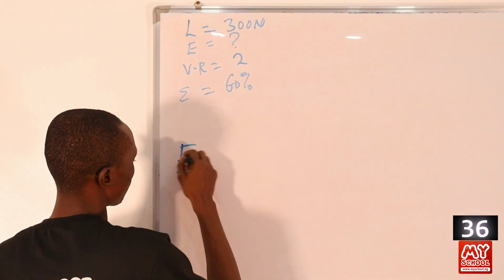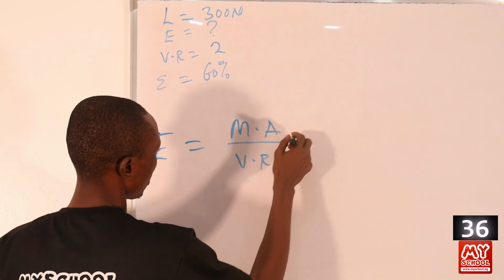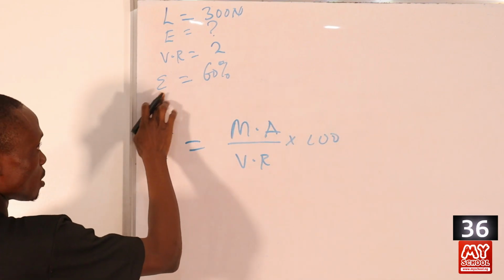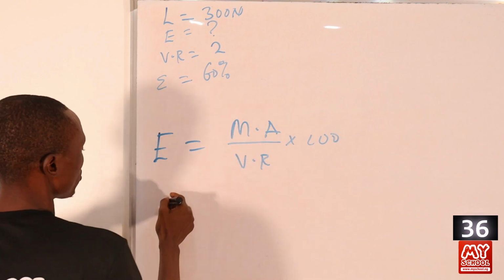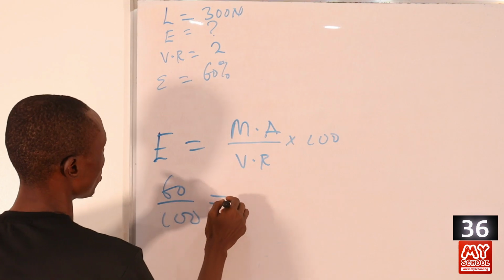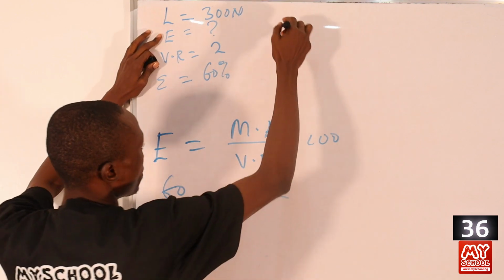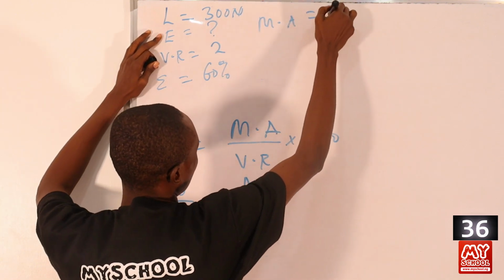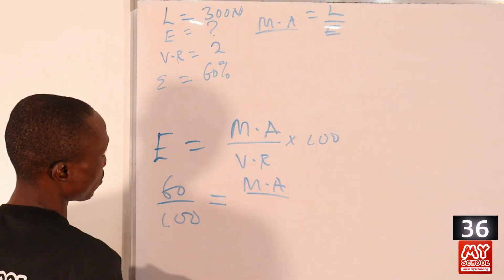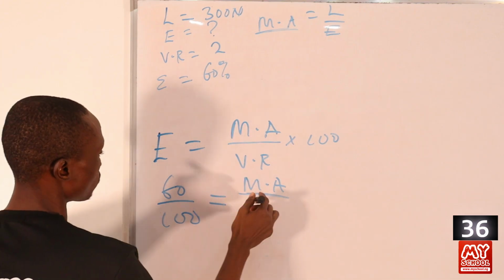The efficiency of a machine is given as mechanical advantage over velocity ratio, times 100%. In this question we are told that efficiency is equal to 60%. So 60 over 100, which is 60%, is equal to the mechanical advantage over the velocity ratio. Since we are calculating for effort, remember that mechanical advantage is equal to load over effort. So we need to calculate this first before we can calculate the effort. Velocity ratio is given to us to be equal to 2.